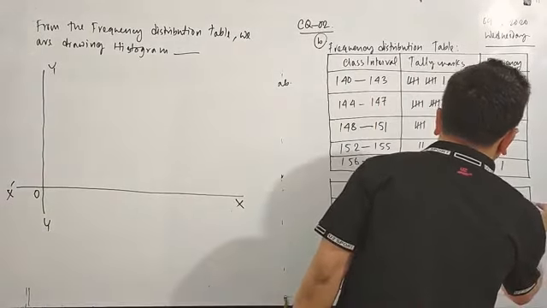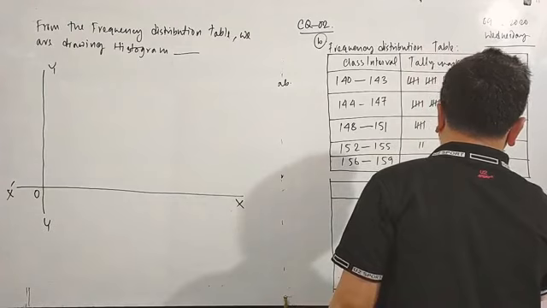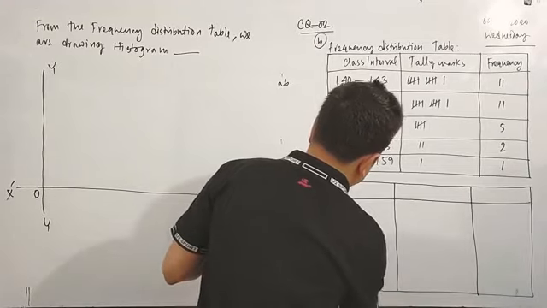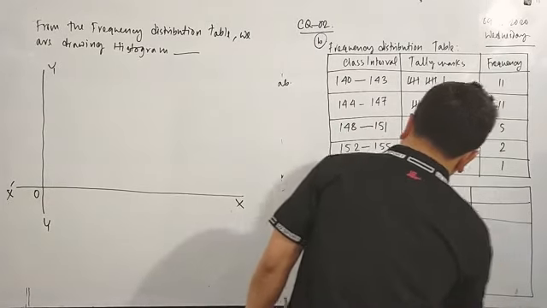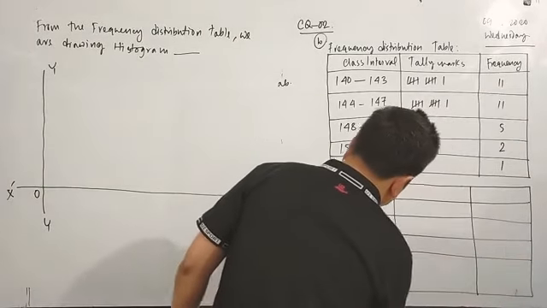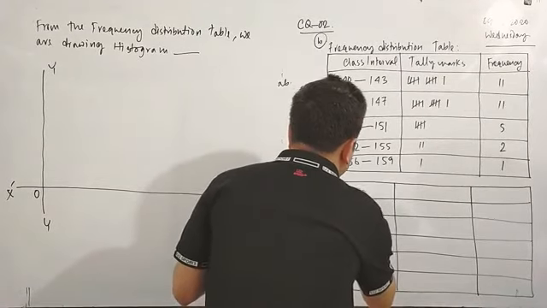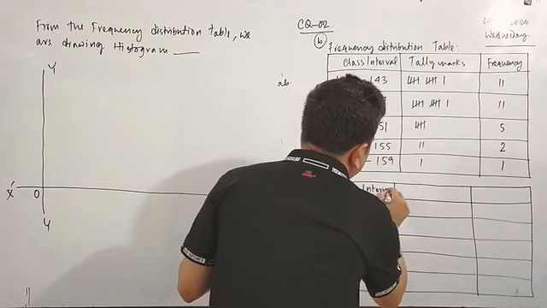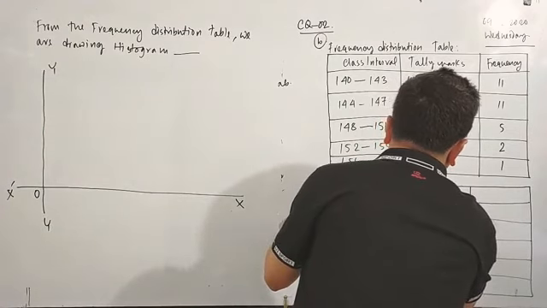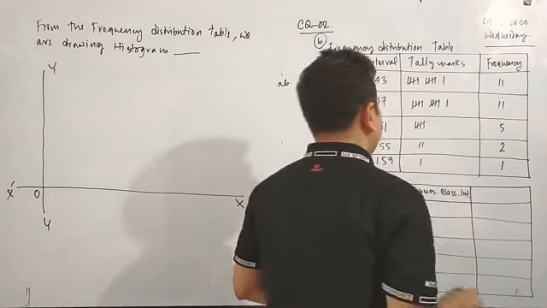So we are just writing here: this one is the class interval, this is the continuous class interval, and this one is the frequency. The frequencies are 5, 2, 1, 2, 3, 4, 5.